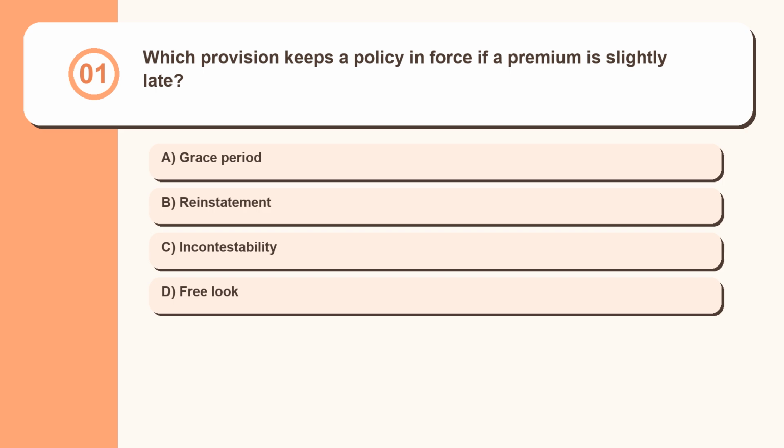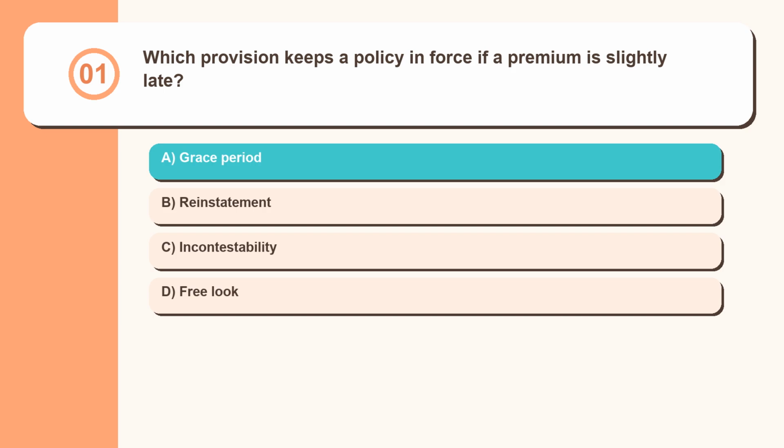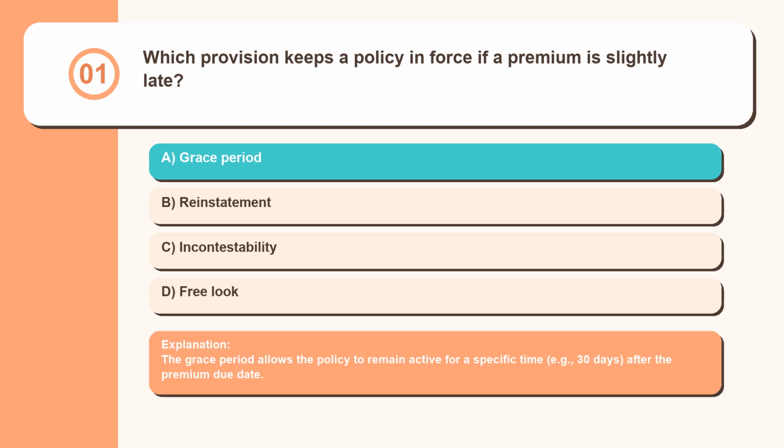Question 1. Which provision keeps a policy in force if a premium is slightly late? Grace period, reinstatement, incontestability, free look. The grace period allows the policy to remain active for a specific time, for example 30 days, after the premium due date.